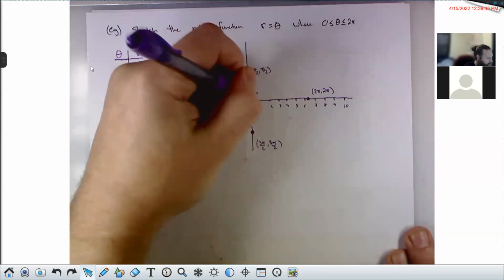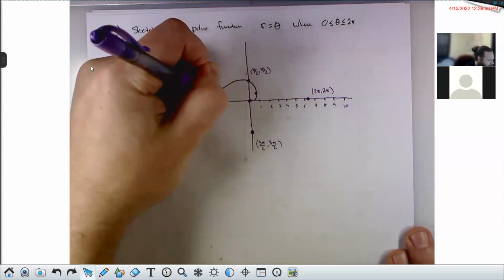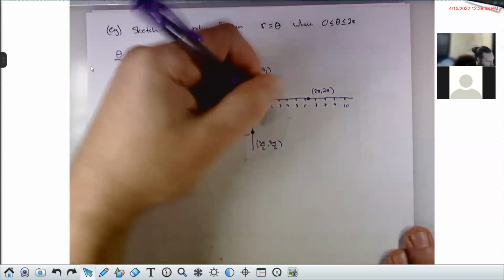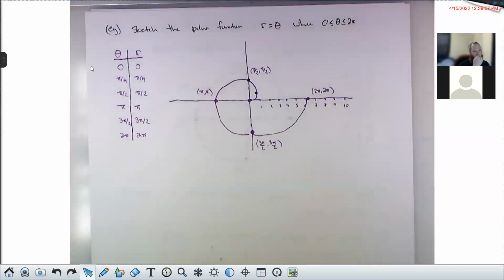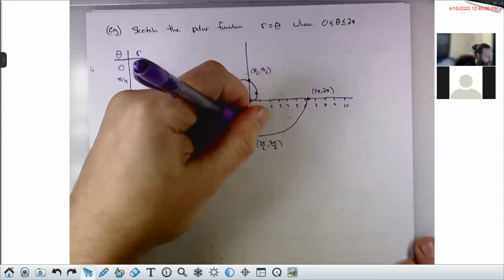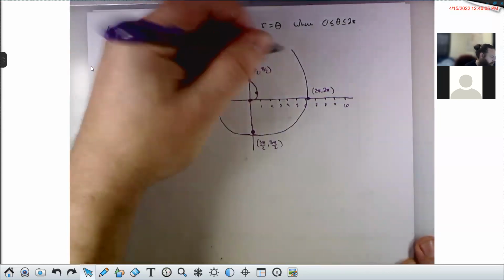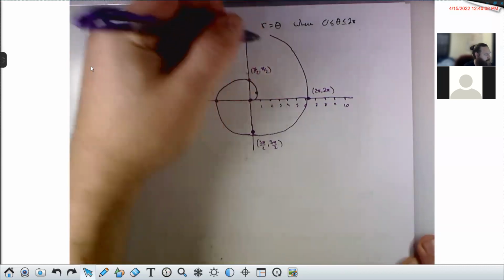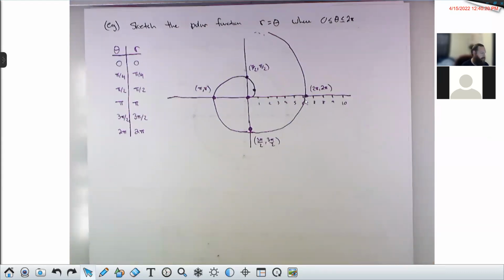So if you connect these, you get this spiral shape. And it would keep going and growing and growing, and so on. The stuff from 0 to 2 pi is just this first stuff, right? This is an Archimedean spiral.